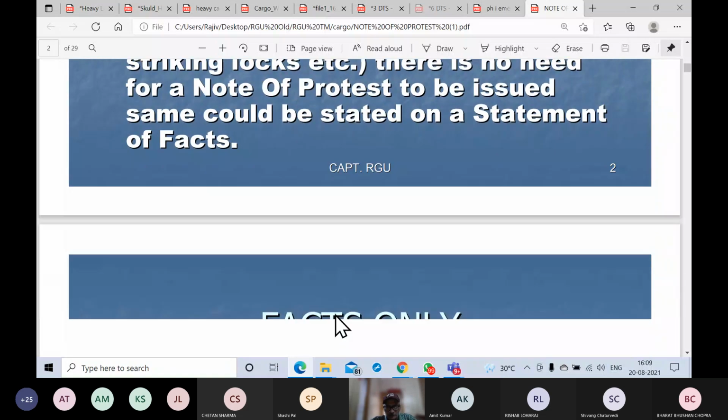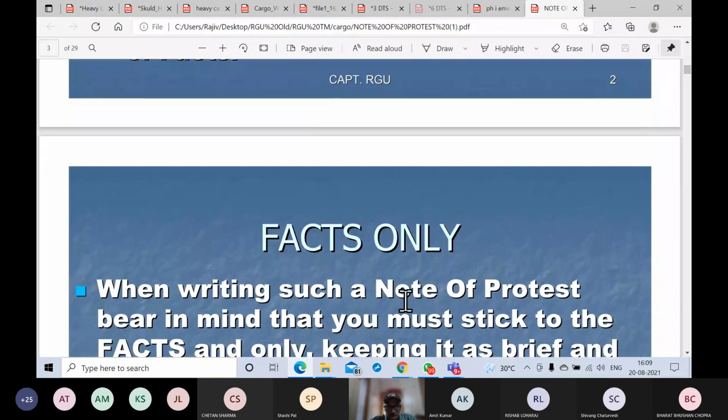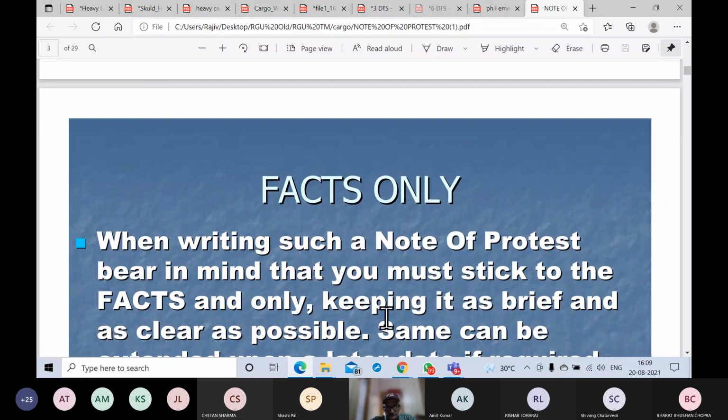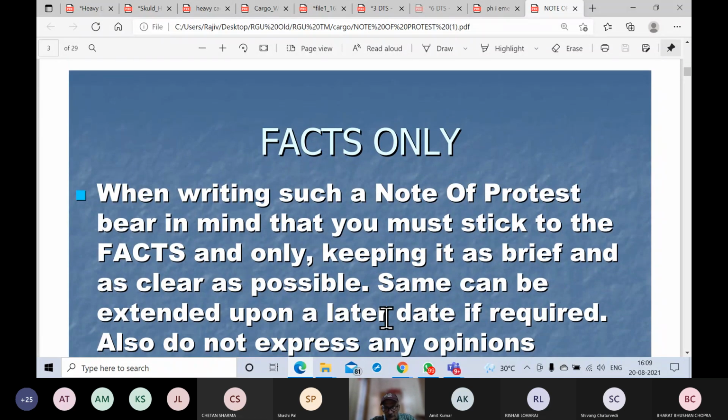Now, to continue, in this kind of note of protest, firstly, there should be only facts. Only facts. You have to keep it brief and only facts.